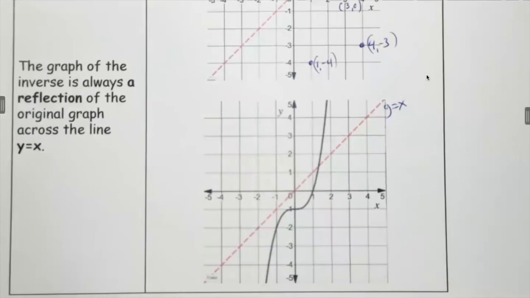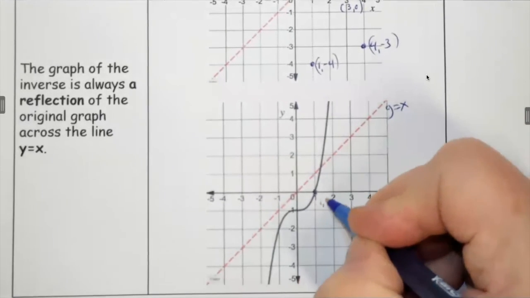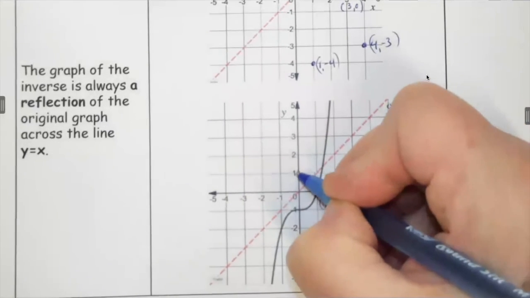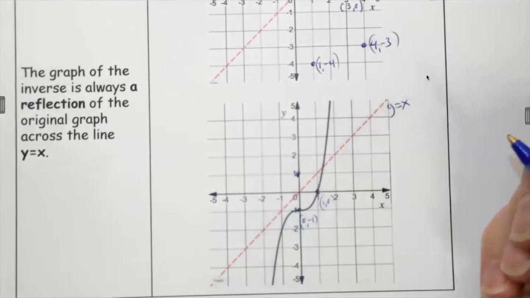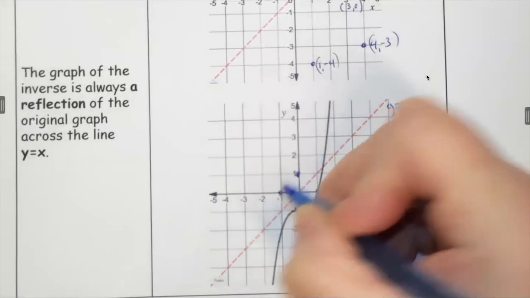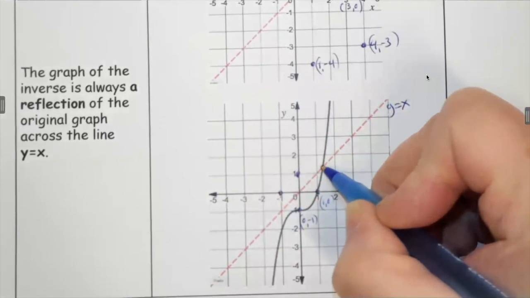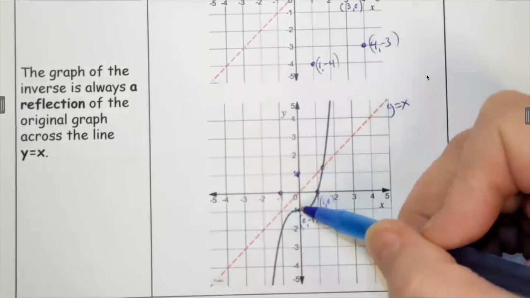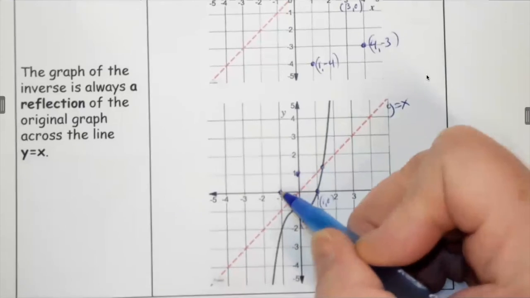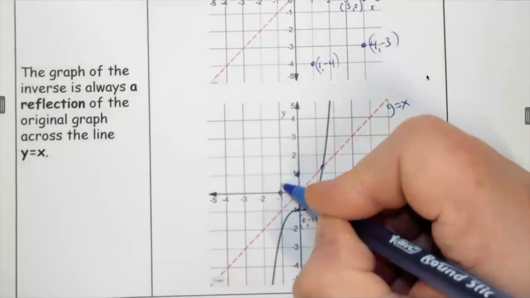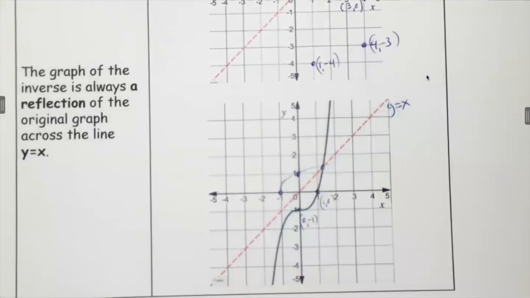I could pick some points. I like this one. It's exactly in the corner of the box. 1, 0. That means 0, 1 would be in the inverse. I like this point. 0, -1, therefore -1, 0. This point that's on the line will be in both of the functions. It will be crossing. You can see the behavior here. It's going out and towards the line. Starting to sketch what that inverse looks like.